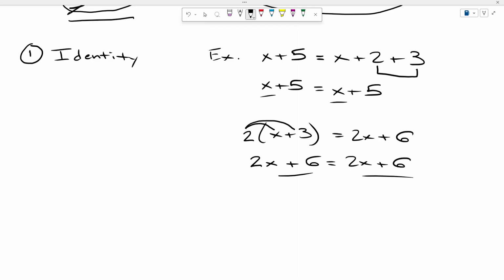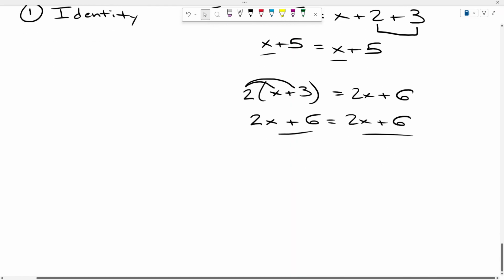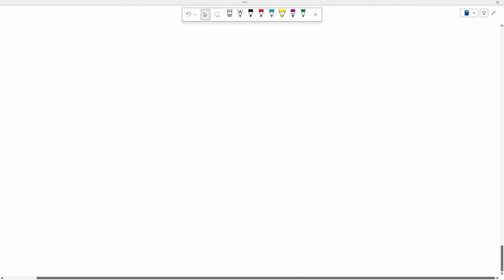And the second one that we're going to look at is the conditional, called a conditional equation.